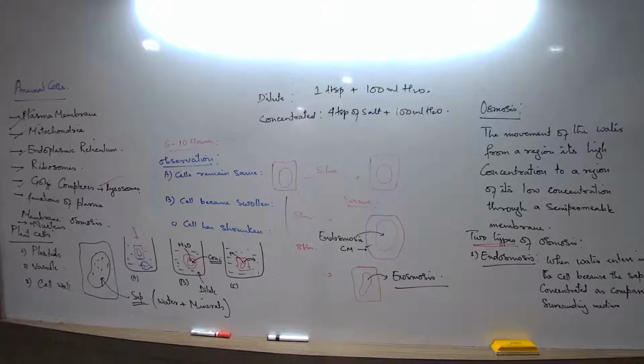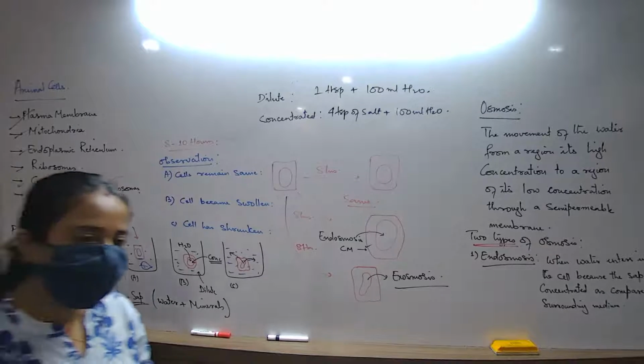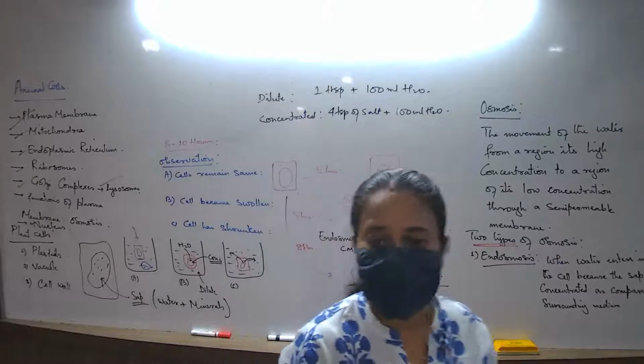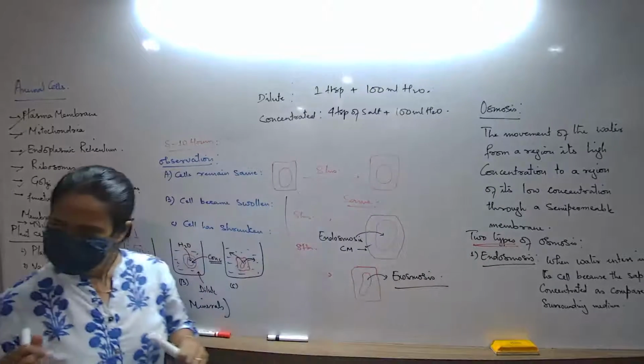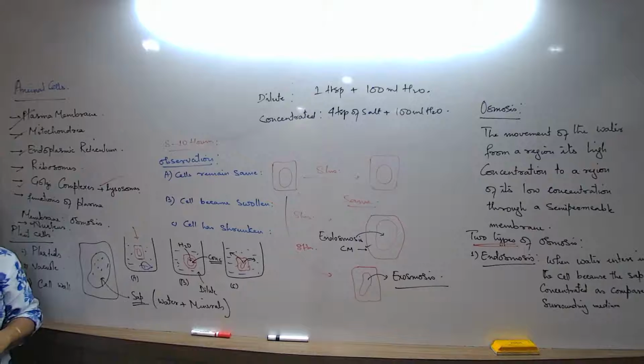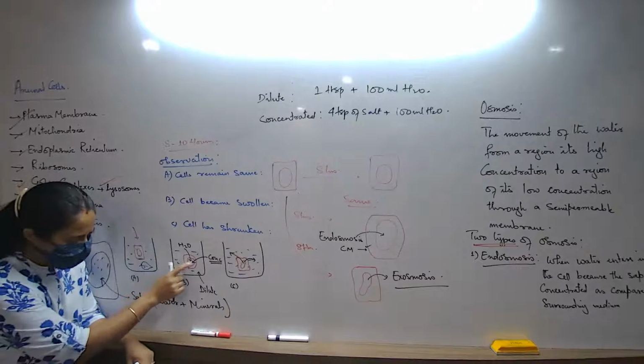What type of osmosis? Exosmosis. Why do they always say it the opposite way? The process of giving away water, what is it called? Exosmosis. And the process of taking in water is called endosmosis. But should the definition not remain the same? Let us check.